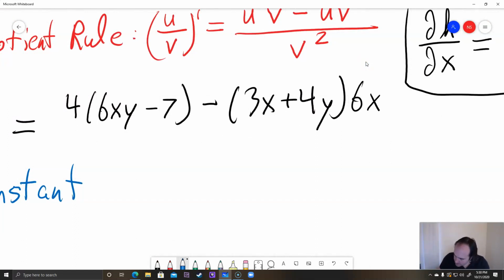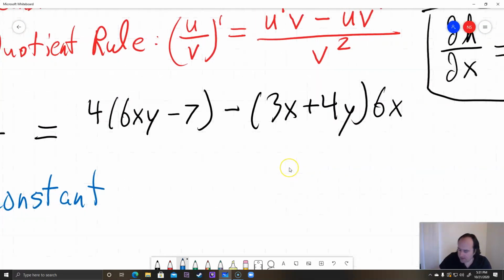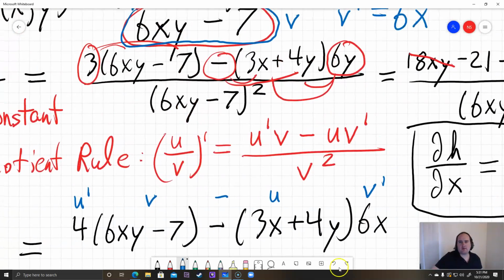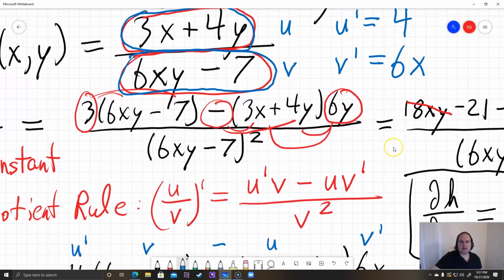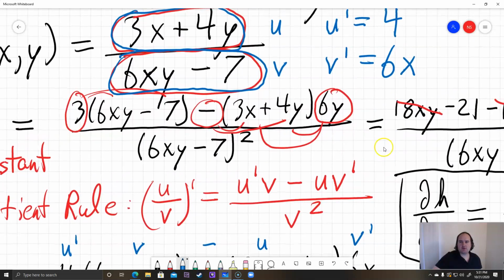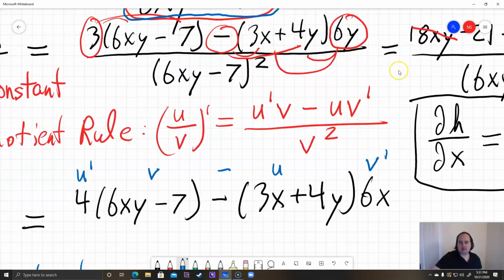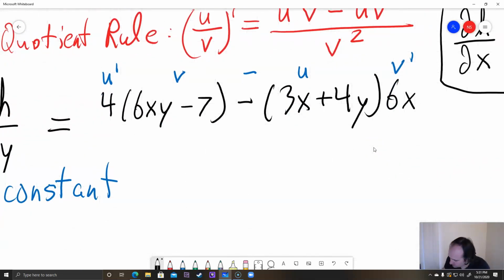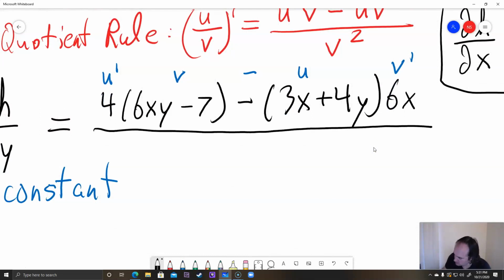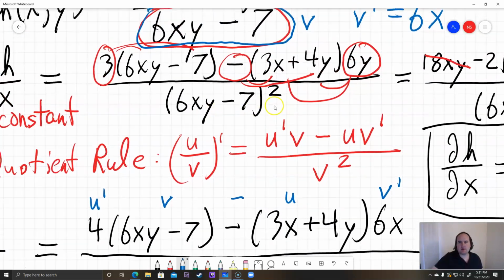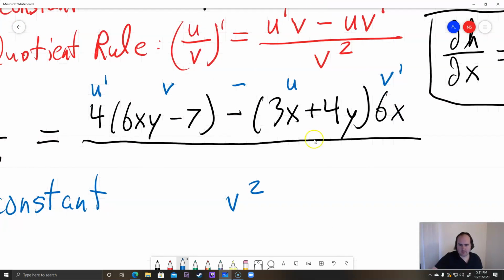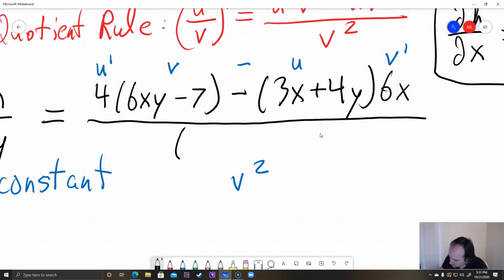Okay, so once again, that was using the quotient rule. If I did that right, that should be u prime v minus u v prime. Let me just check that. 4 times 6xy minus 7, that's u prime v, minus u v prime. So that's minus 3x plus 4y times 6x. Okay, and then this is all over v squared. Here we have the same v as we had in the last one, so that's still going to be 6xy minus 7 quantity squared.